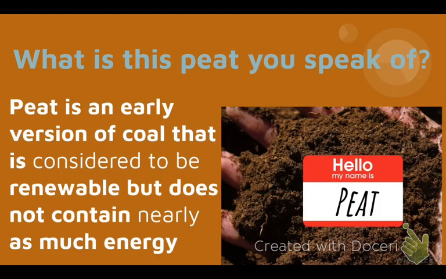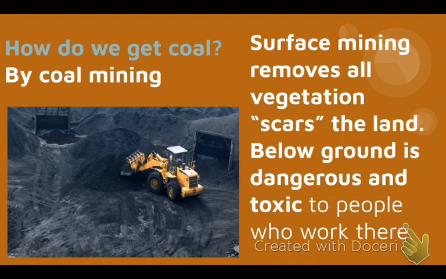So peat is the early version of coal, and this is actually what it looks like. It looks a lot like dirt. And peat is technically considered renewable because it doesn't take as long to form. However, it doesn't have nearly as much energy as coal does. So although peat is technically renewable, it will only get you maybe a quarter of the energy that one piece of coal would.